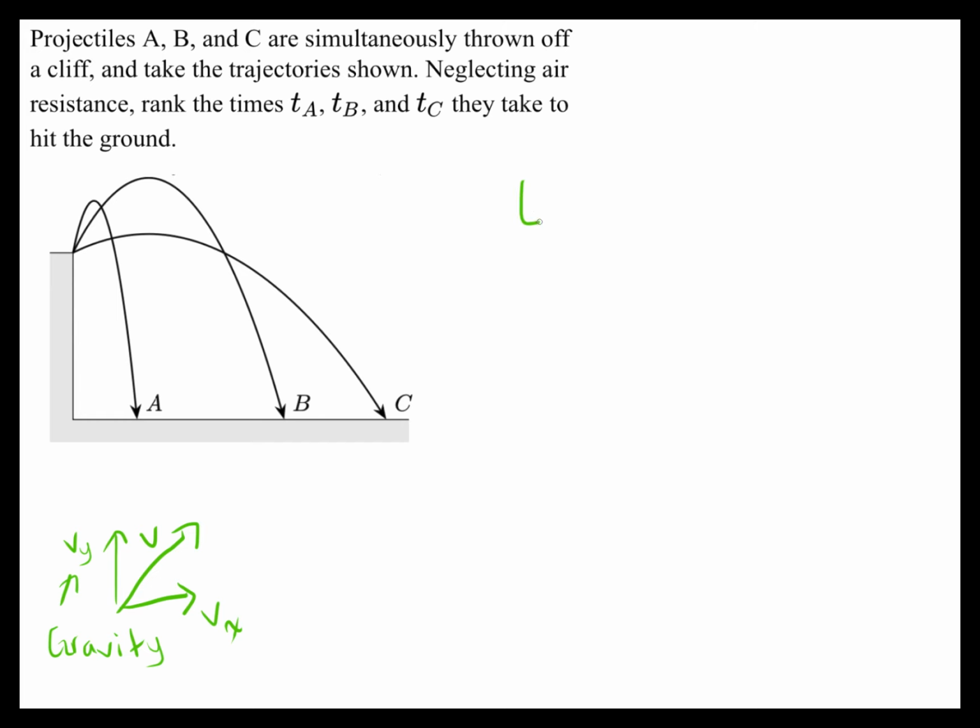So based on that, the time for projectile B is going to be greater than the time for projectile A, which is going to be greater than the time for projectile C, since B has the highest apex, followed by A, and finally C. And that is how you would solve this problem here.